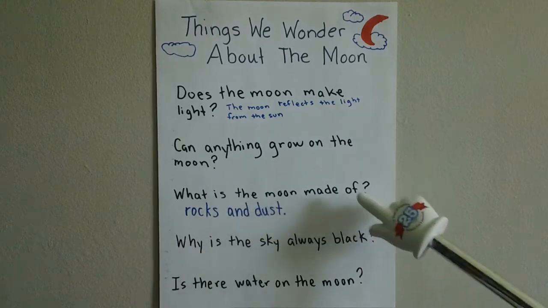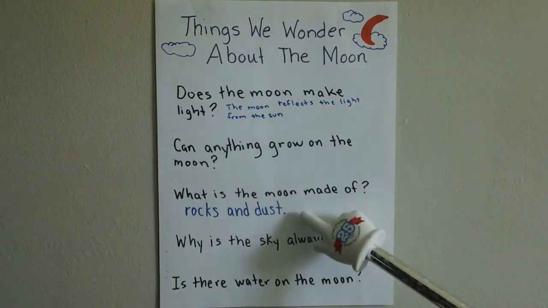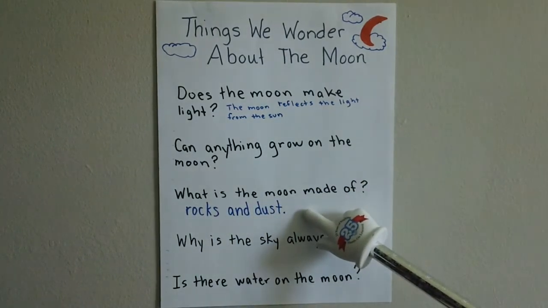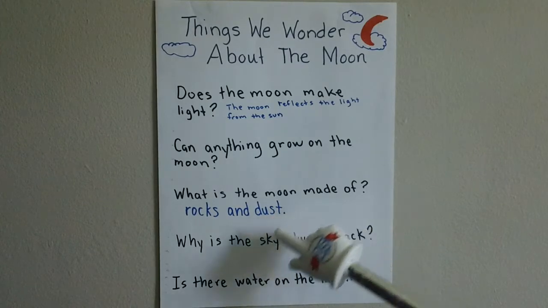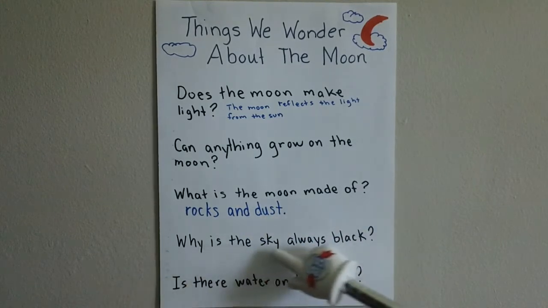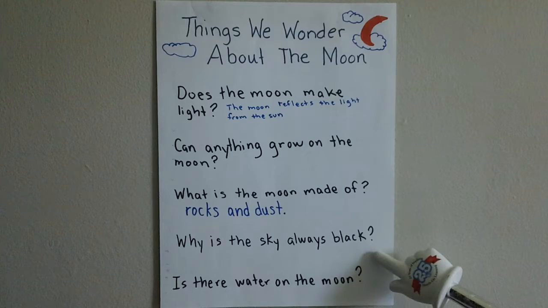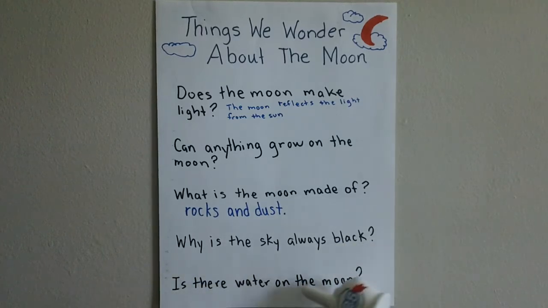What is the moon made of? Our book told us that it was made of rocks and dust. Some other things we were wondering about included, why is the sky always black on the moon? And is there water on the moon?